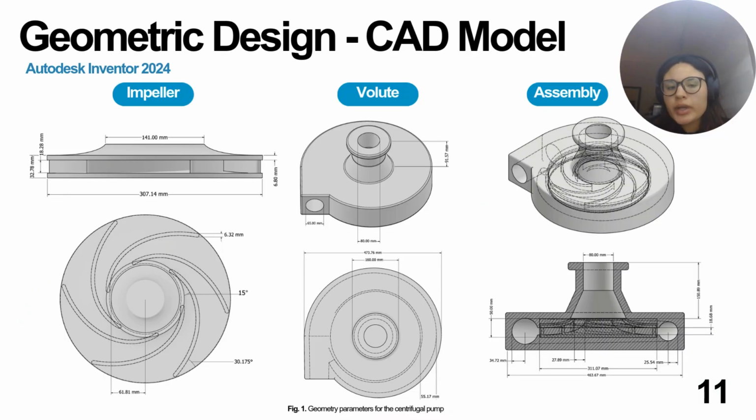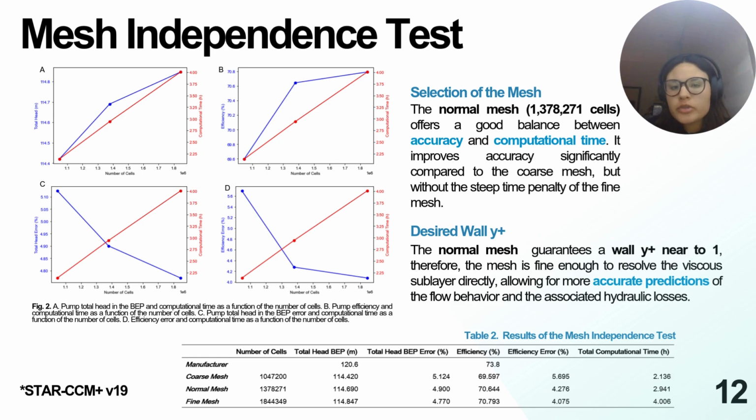The geometric design or CAD model was made using Autodesk Inventor 2024. As seen in Figure 1, it shows the dimensions of the pump, which was divided into the impeller, the volute, and the assembly of the two. The geometric design was imported to Star-CCM+ version 19 in order to create the mesh and run the different simulations. In order to guarantee the accuracy of the results, a mesh independence test was made, where the normal mesh with a base size of 1 centimeter was varied by 30% in order to evaluate the relationship between mesh fineness or coarseness and the accuracy of the results as well as the computational time.